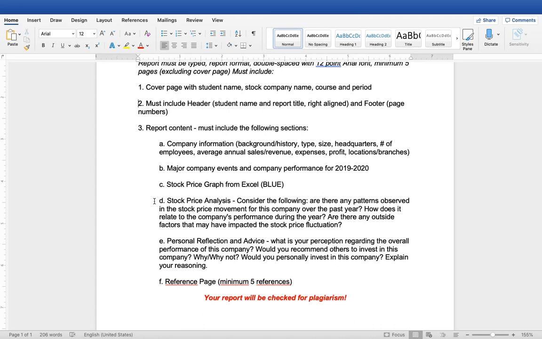The fourth section of the report: now that you have your stock price graph in the previous section, now you're going to have the stock price analysis. So in this section, I want you to consider the following questions when typing the information. Are there any patterns observed in the stock price movement for this company over the past year? What do you notice when you look at the graph? When you're looking at the graph that you generated from the Blue that you've been tracking, are there any ups and downs that are distinct, that really stand out?